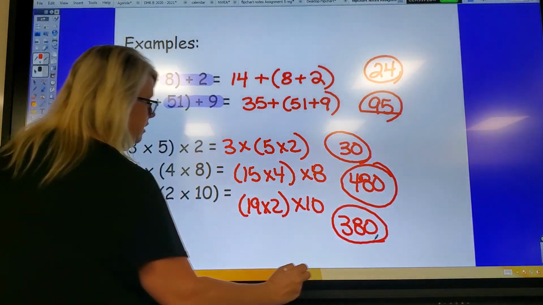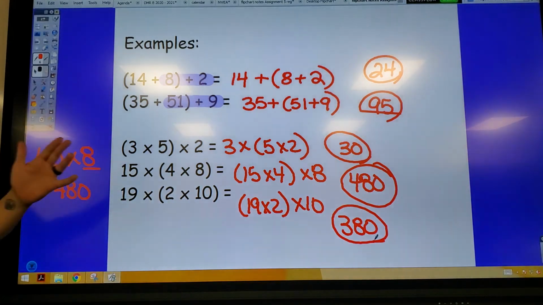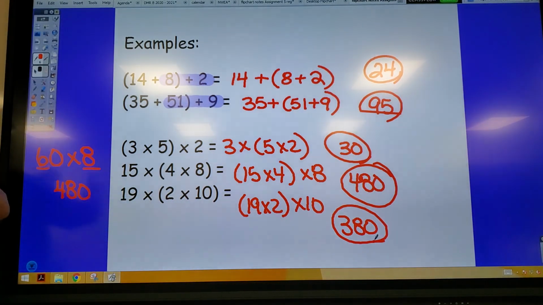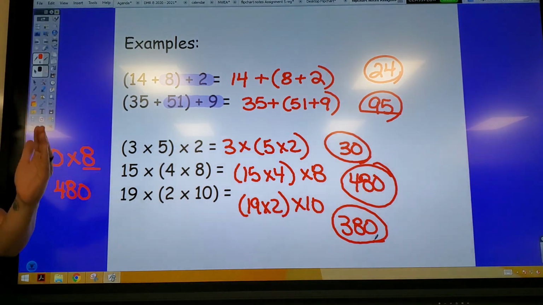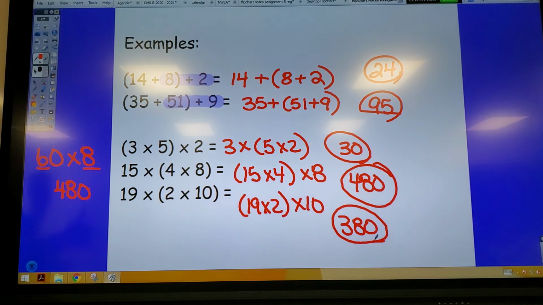All right, so in review, because again, commutative and associative, people get them confused. Commutative is changing the order of the numbers. Associative is changing where the parentheses are located. Okay. All right.